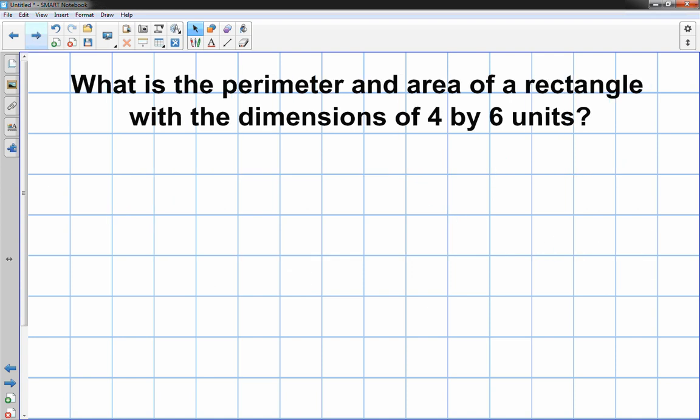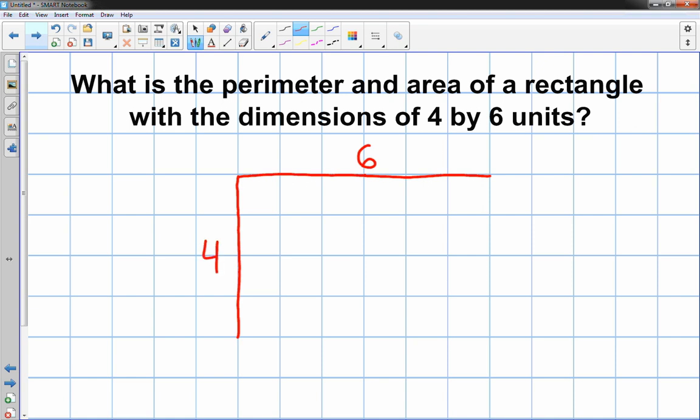I'm going to do another one. So what is the perimeter and area of a rectangle with the dimensions of 4 by 6 units? So let's draw that. There's 4. There's 6, I believe. I'm going to finish off my rectangle here.